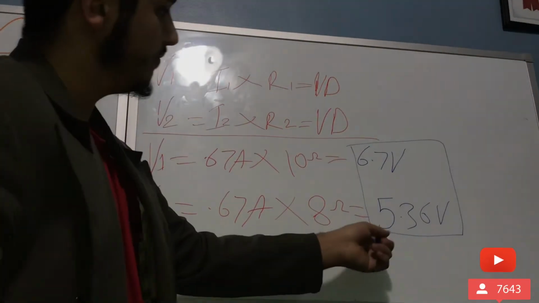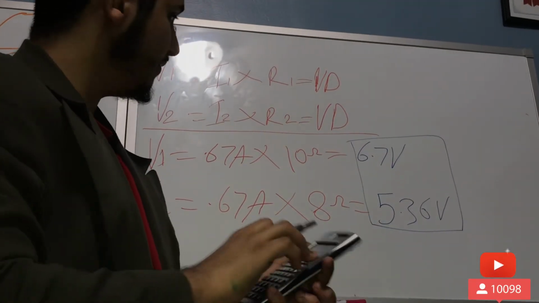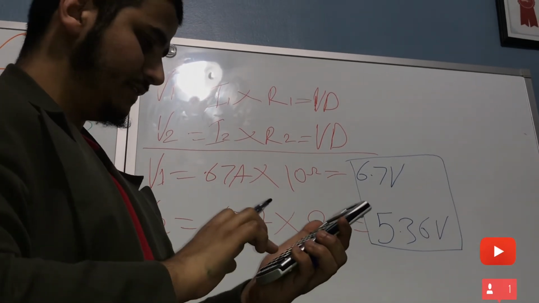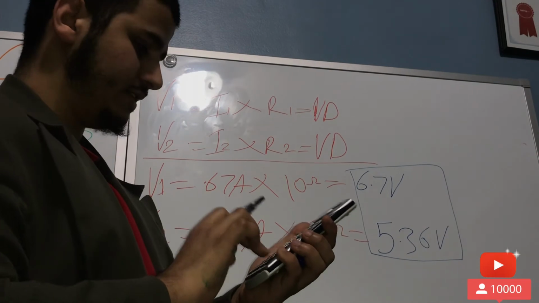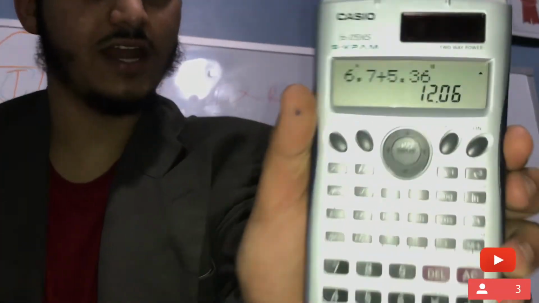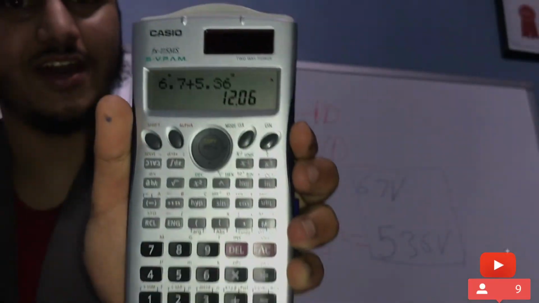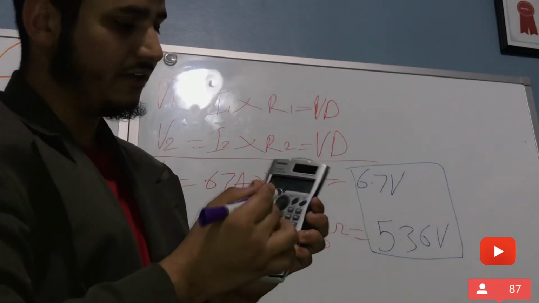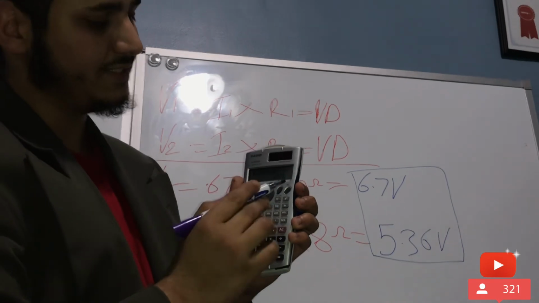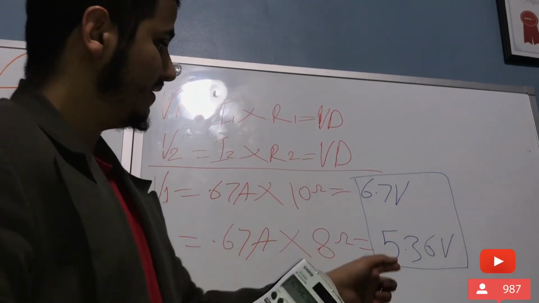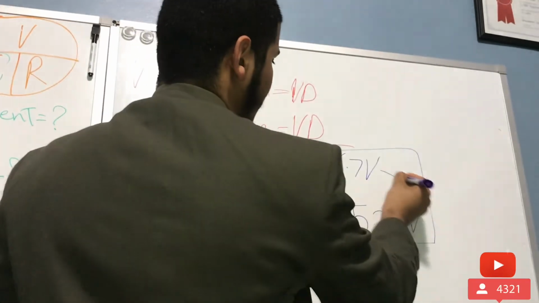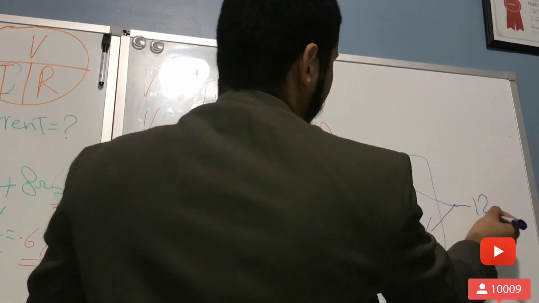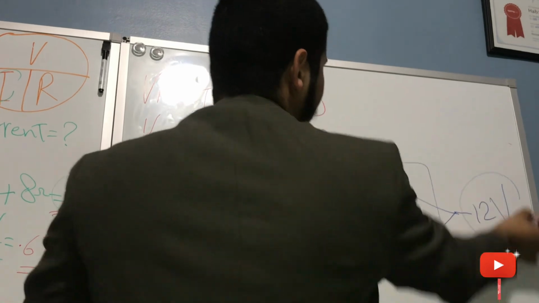Right here, add these up. 6.7, I just want to prove it for you, plus 5.36. What are you getting in here? Is it clear? It's 12.6, which is about 12 volts. I just want to prove it to you. This will remain 12 volts.